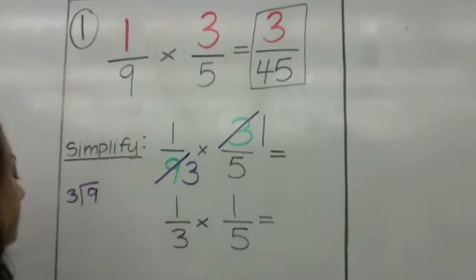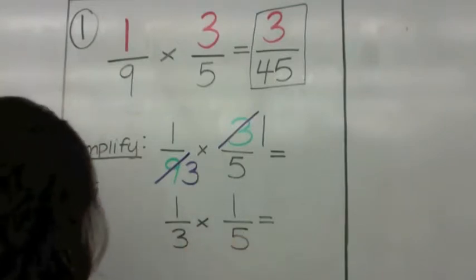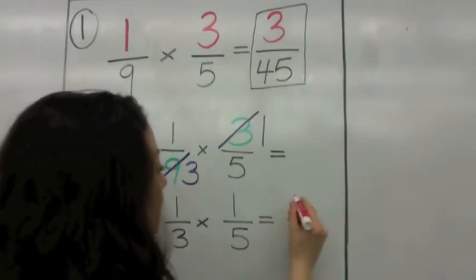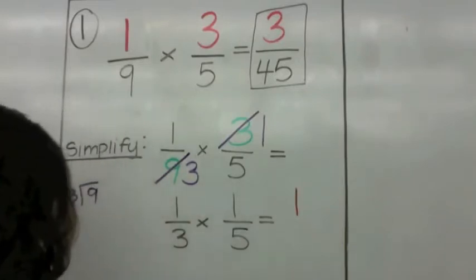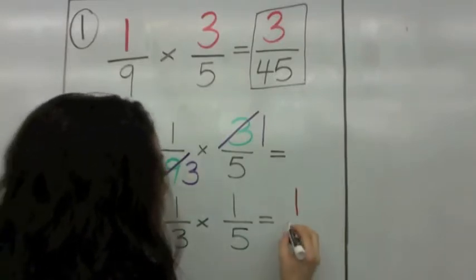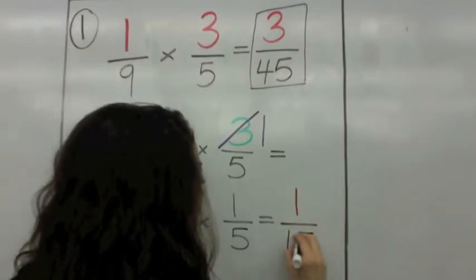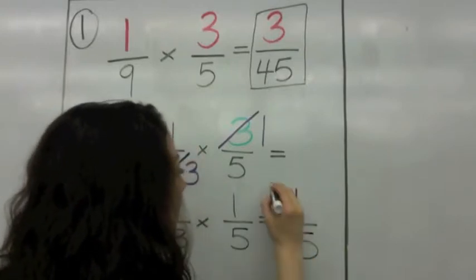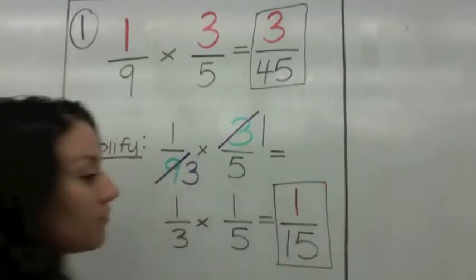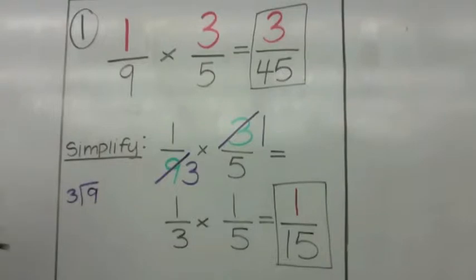Okay, so now you can multiply it out. 1 times 1 is 1. And what is 3 times 5? 3 times 5 is 15. So simplify, the answer is 1/15. Go ahead and write that down.